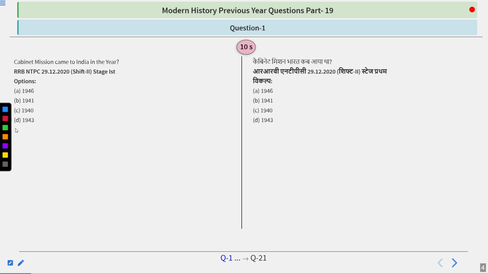So the first question that we have is: Cabinet Mission came to India in the year? Options are 1946, 1941, 1940 or 1943. So you can see this is a very important question as it has been asked so many times in exams. So try to find out the answer, guys.